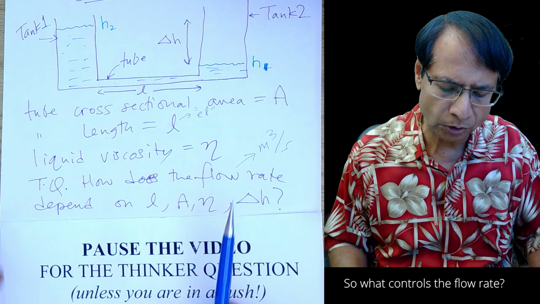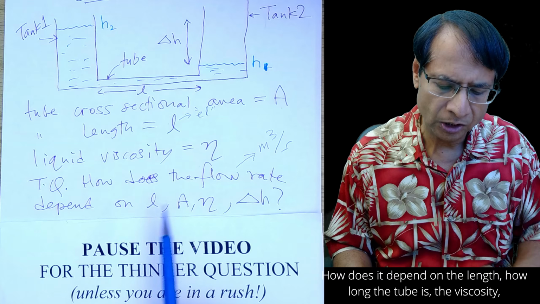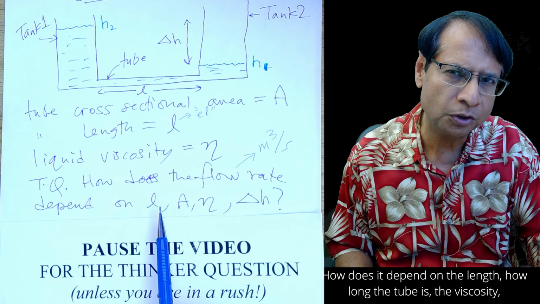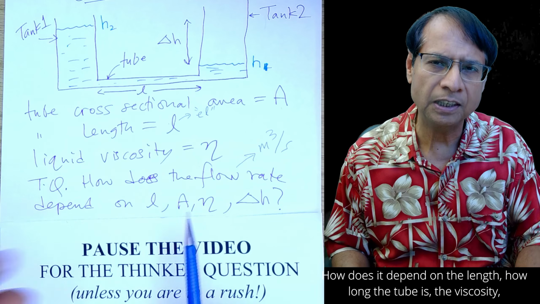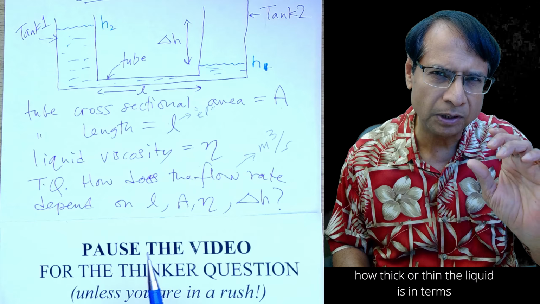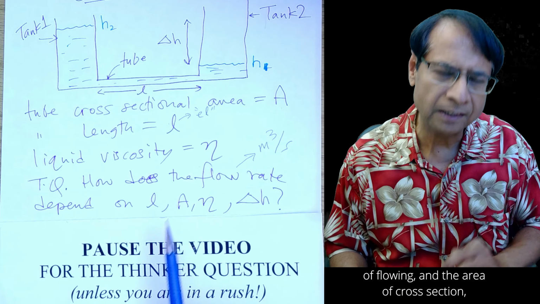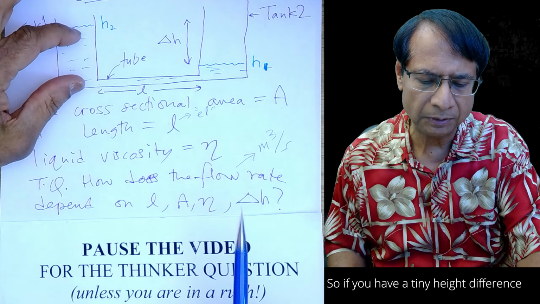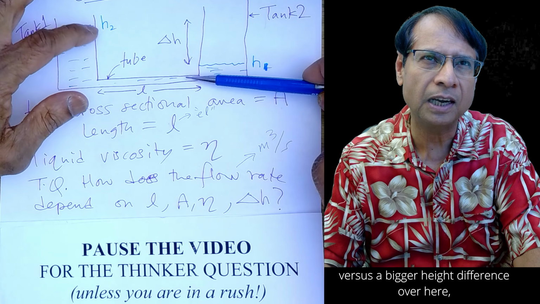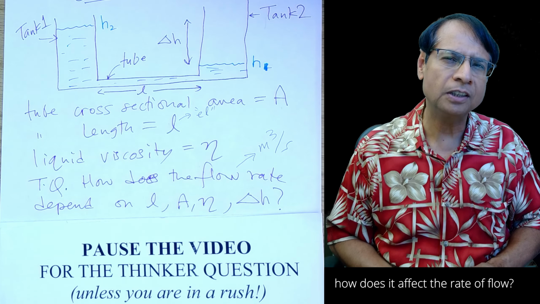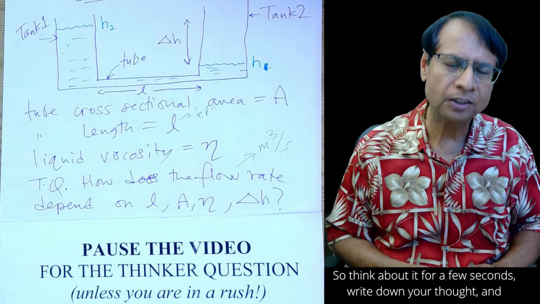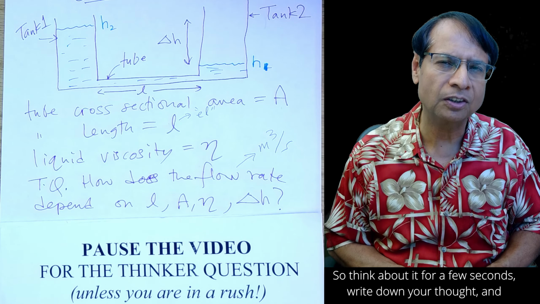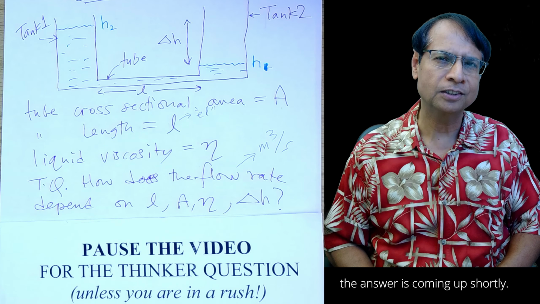So what controls the flow rate? How does it depend on the length, how long the tube is, the viscosity, how thick or thin the liquid is in terms of flowing, and the area of cross-section, and finally the height difference? So if you have a tiny height difference versus a bigger height difference over here, how does it affect the rate of flow? So think about it for a few seconds, write down your thought, and the answer is coming up shortly.